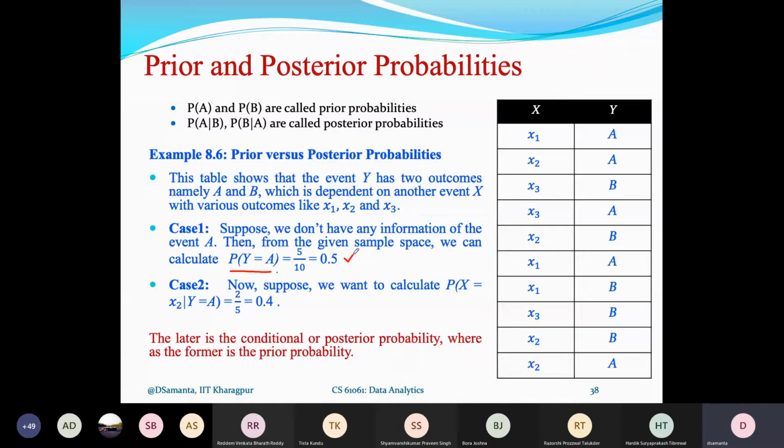Out of these 5 records, we can see x equals x2 qualifies only 2. So here, this one and this one. Therefore, the posterior probability, denoted as P(x = x2 | y = a), is equal to 2 by 5, that is 0.4. And this way, we can calculate other posterior probabilities like P(x = x1 | y = b), or like that one.